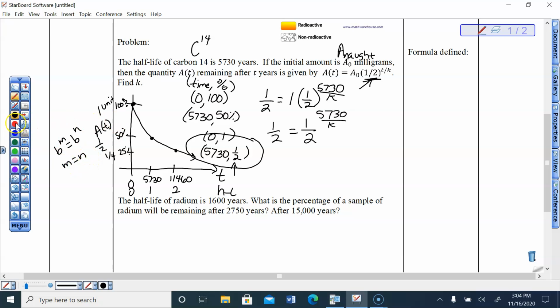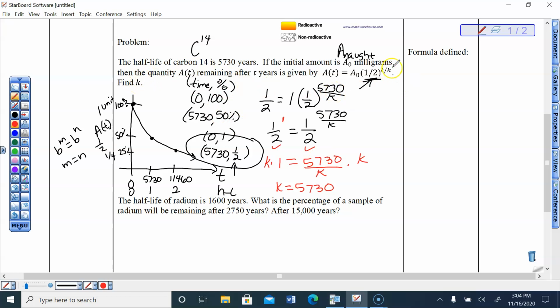So I'm going to grab a color here. This is really 1/2 to the 1 power, and so we have the same base on each side. So 1 equals 5,730 divided by K, basically, right? 5730 divided by 5730 is 1. So we can just go ahead and multiply both sides times K, and you can see that K is equal to 5,730. And so that's finding K.